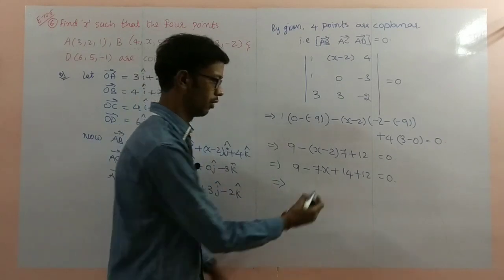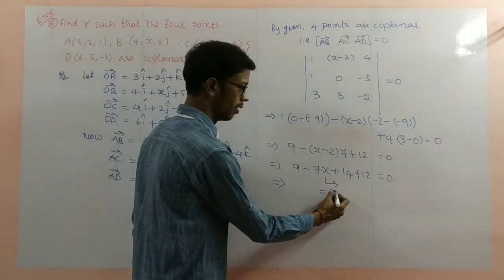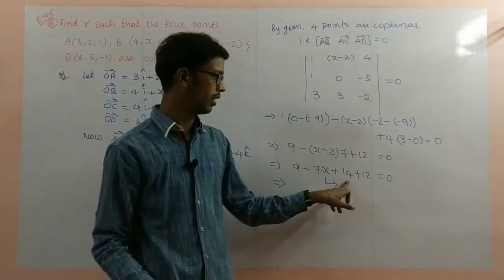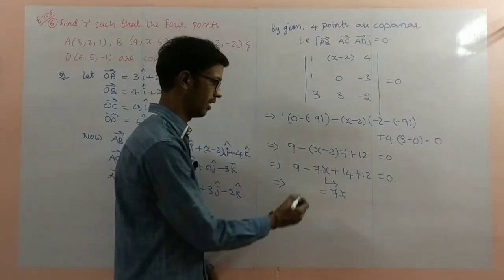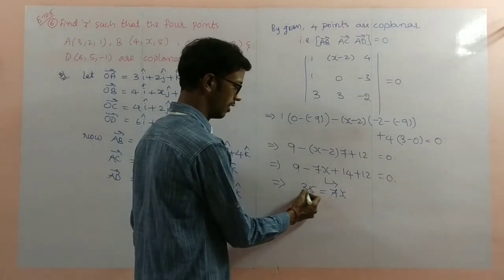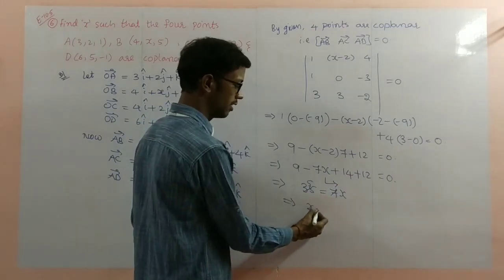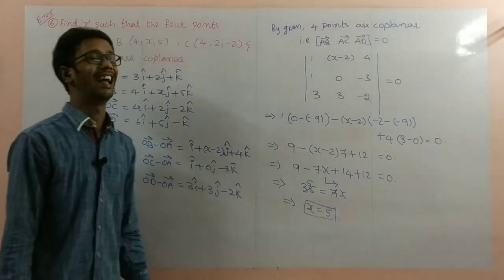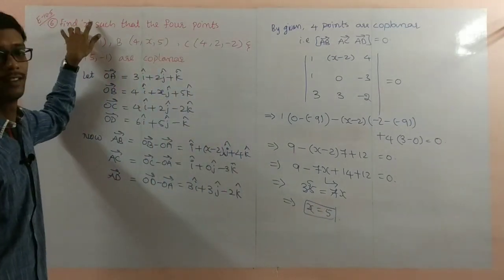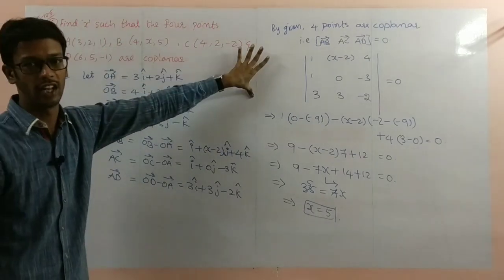Minus 7x is there. If you send it to the right side, it will become 7x. This value is 26 plus 9. 26 plus 9 is 35. So 7x equals 35, and x equal to 5. We have to find the x value here. Find the x value. 4 points are collinear, as given.